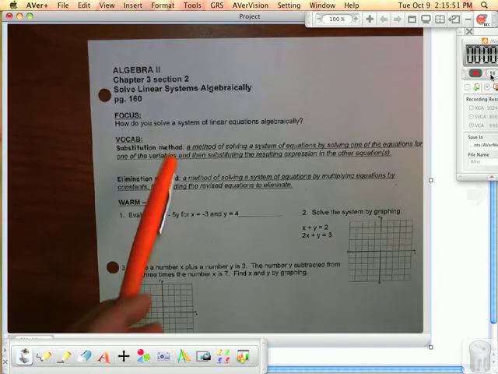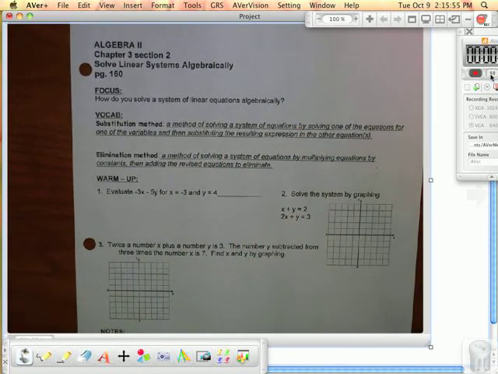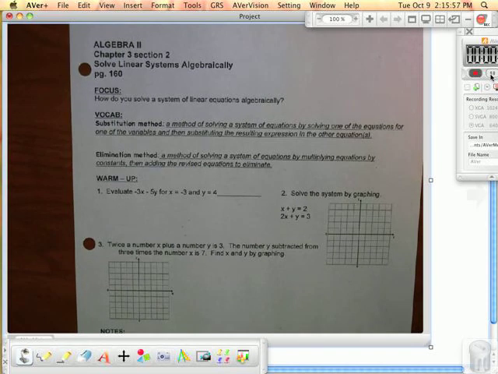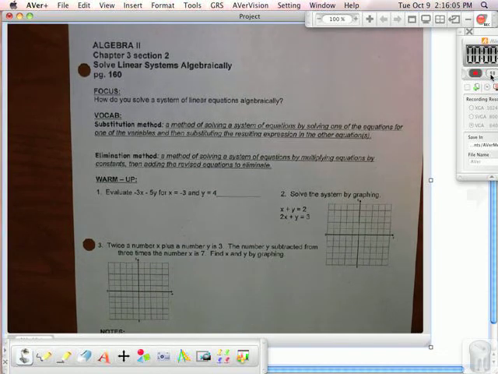Substitution method. It's a method of solving a system of equations by solving one of the equations for one of the variables and then substituting the resulting expression in the other equation. Let's just do it, okay? And I think you'll remember.